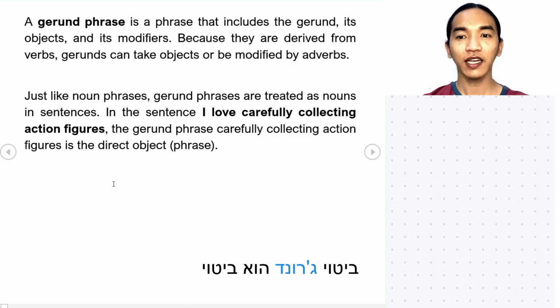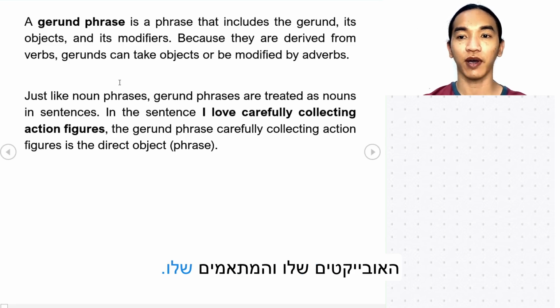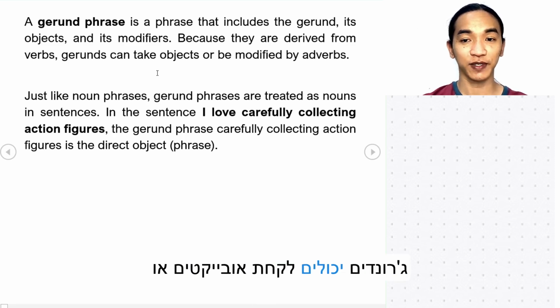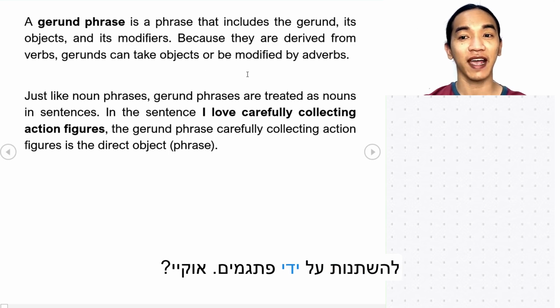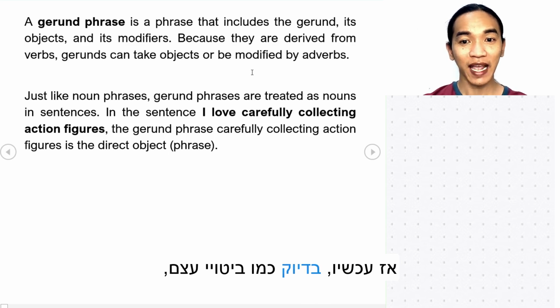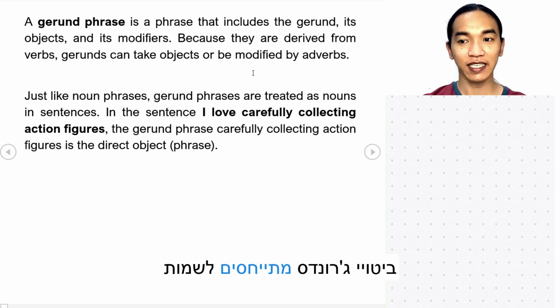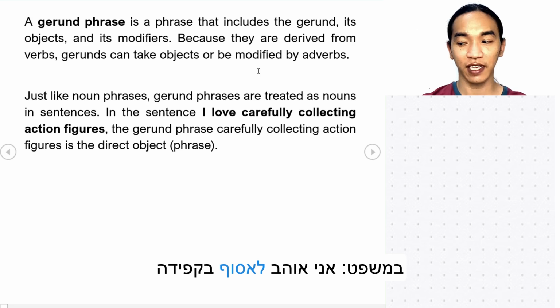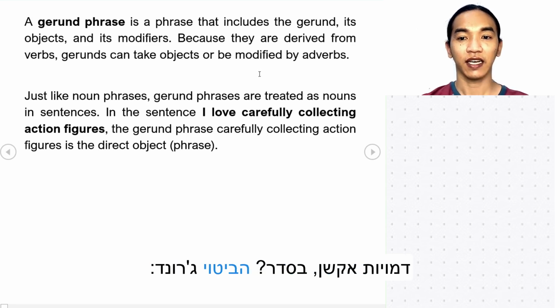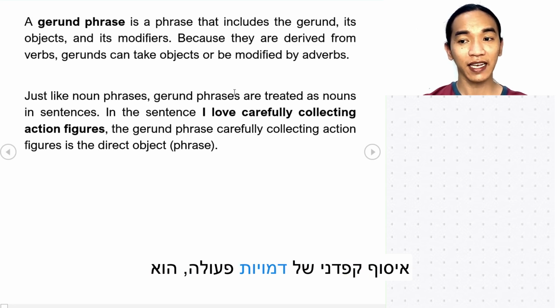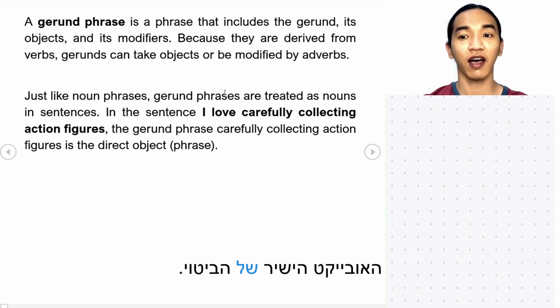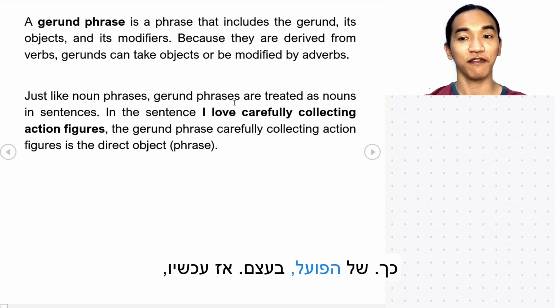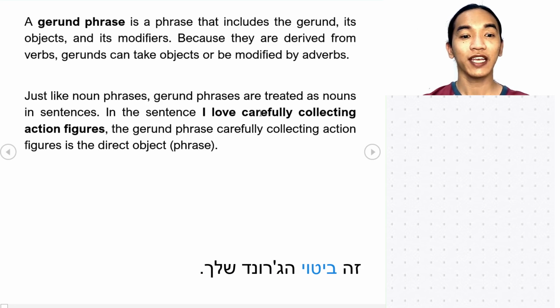Now, a gerund phrase is a phrase that includes the gerund, its objects, and its modifiers. Because they are derived from verbs, gerunds can take objects or be modified by adverbs. Okay? Just like noun phrases, gerund phrases are treated as nouns in sentences. In the sentence, I love carefully collecting action figures, the gerund phrase, carefully collecting action figures, is the direct object of the verb, in fact. So in this case, carefully collecting action figures is your gerund phrase.